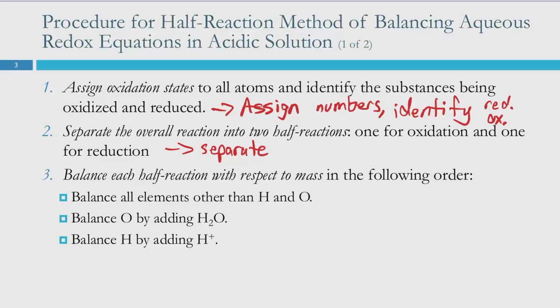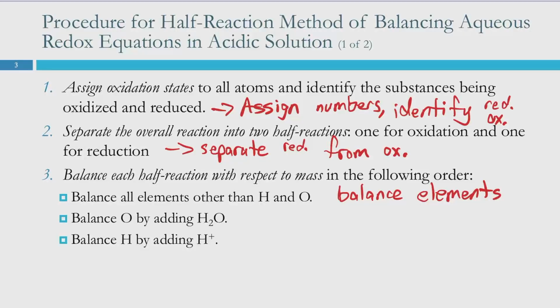So we're going to do balancing these two things separately. And then we're going to balance them with respect to mass. So balancing that we've normally done for the elements: we're going to balance everything other than H and O. So balance the elements, things that aren't hydrogen and oxygen.